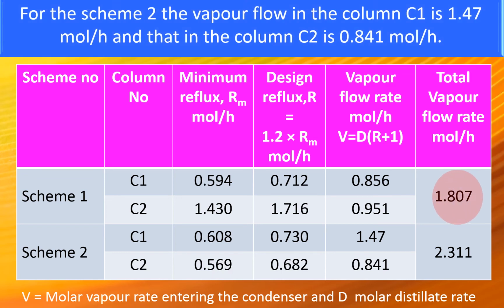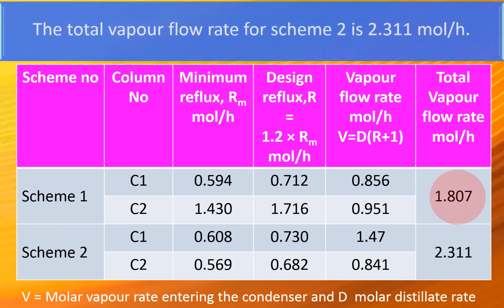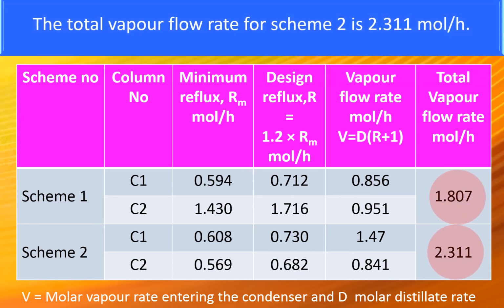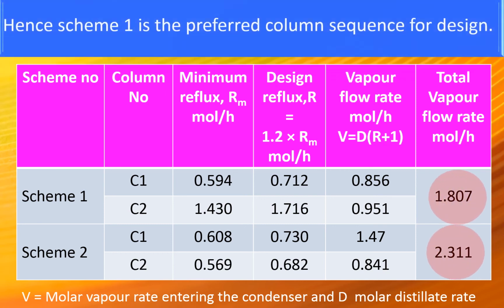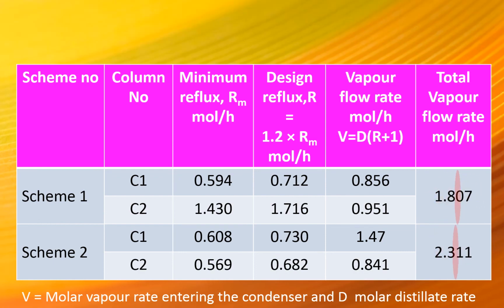For scheme 2, the vapor flow in the column C1 is 1.47 mole per hour, and that in the column C2 is 0.841 mole per hour. The total vapor flow rate for scheme 2 is 2.311 mole per hour. Thus you can observe that scheme 1 has less total vapor flow rate than scheme 2. Hence, scheme 1 is the preferred sequence for final design.